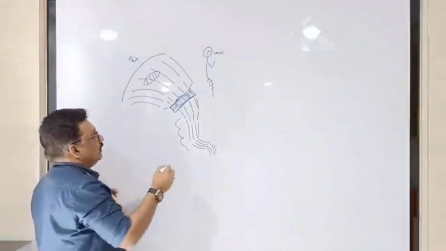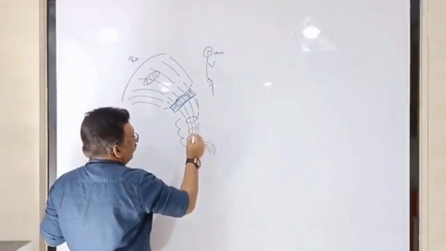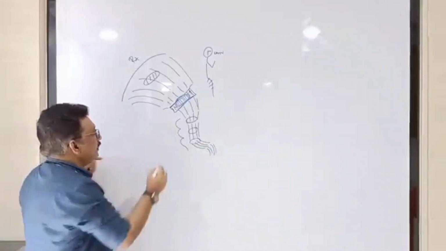Now we put the same type of lesion somewhere here. What happens somewhere here? So you know that this is the midbrain.